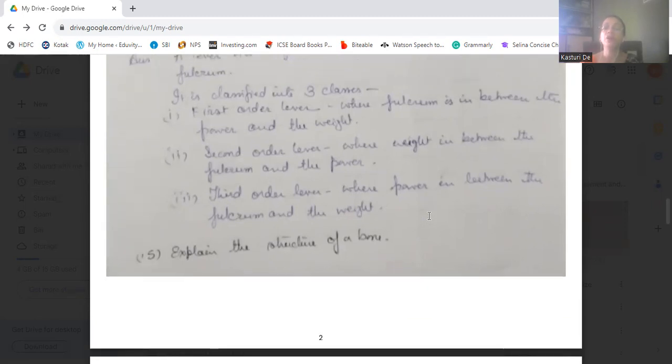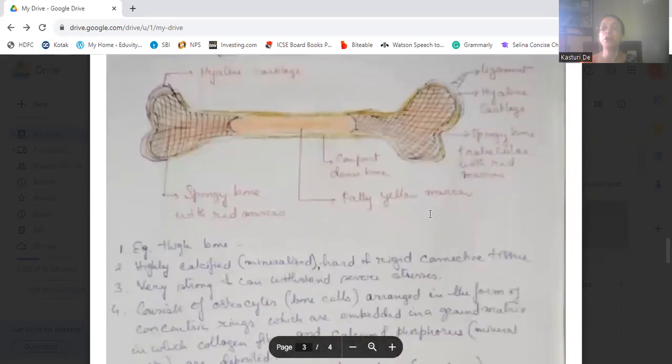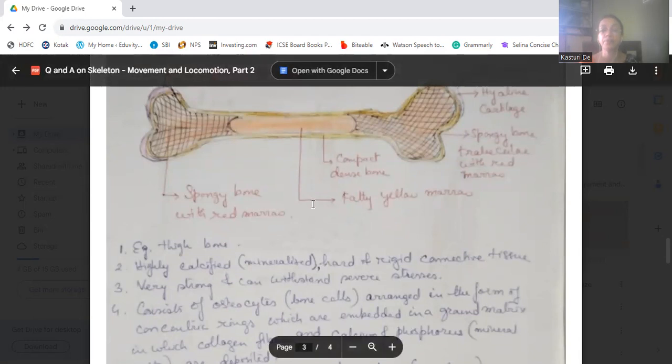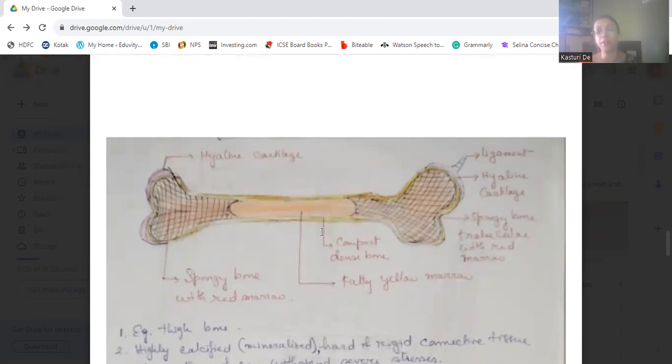Now, explain the structure of the bone. This is the typical bone we have, and the structure is like this. The example we are discussing here is a thigh bone.